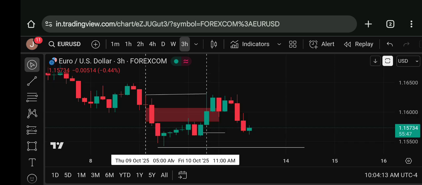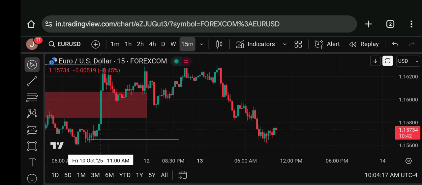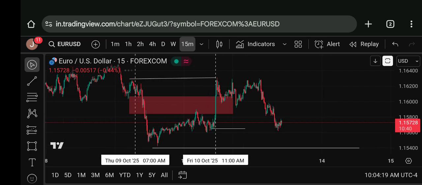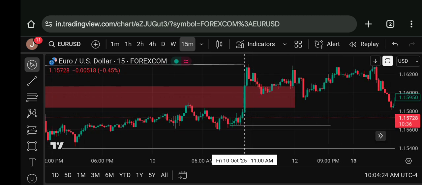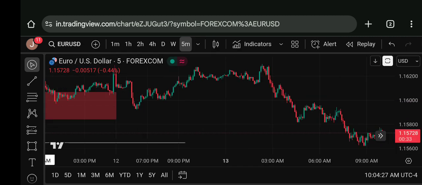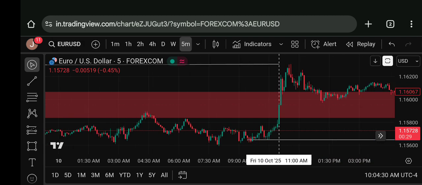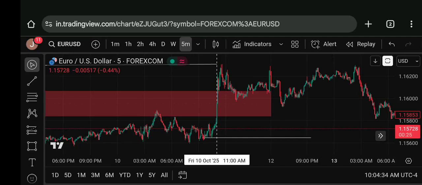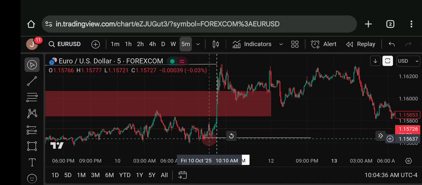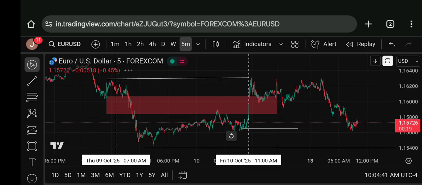So this is a 3-hour SMT, guys, and after this on the 15-minute chart you could see that here. So on the 15-minute chart, this will be our change in state of delivery. Why, guys? If price closes below this, it would be considered a market structure shift. Why? Because you can see that this was the last price swing which made this fair value gap disrespected, price made a buy side sweep.